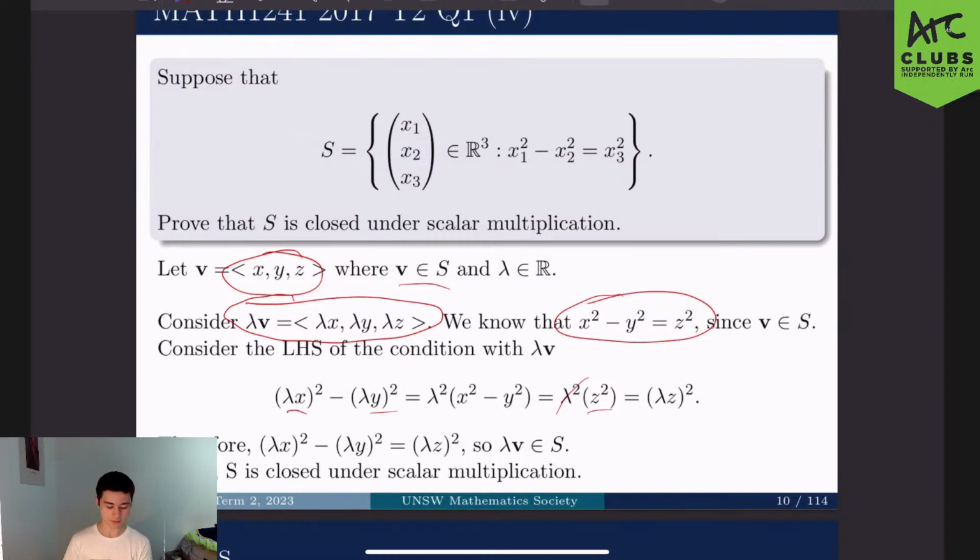If lambda was 0, that's just asking whether 0 is an element of this set, and we can clearly see that substituting 0, the condition is satisfied, so 0 is in it as well. We've accounted for all lambda. So for any v which is an element of S, we have closure under scalar multiplication, and we're very happy there.